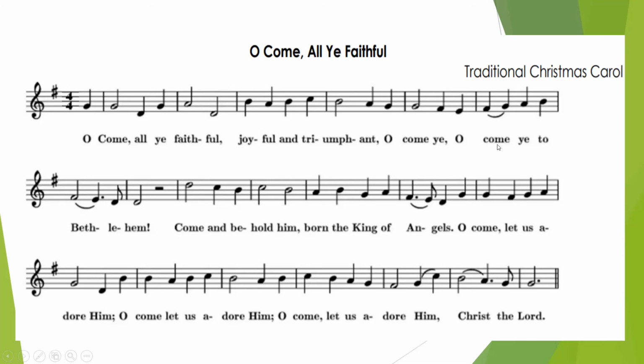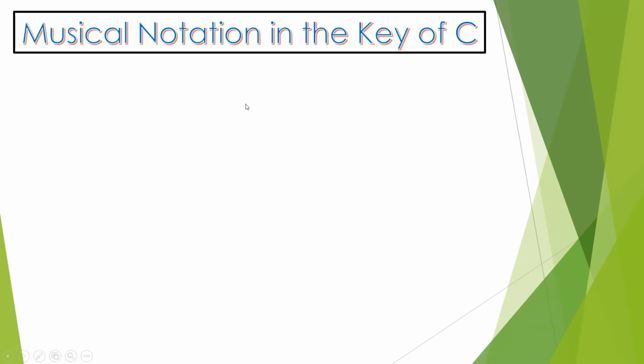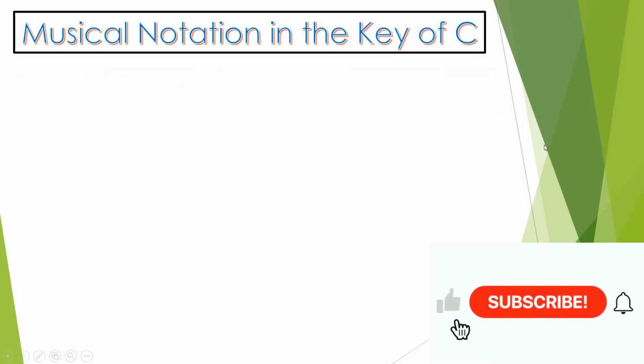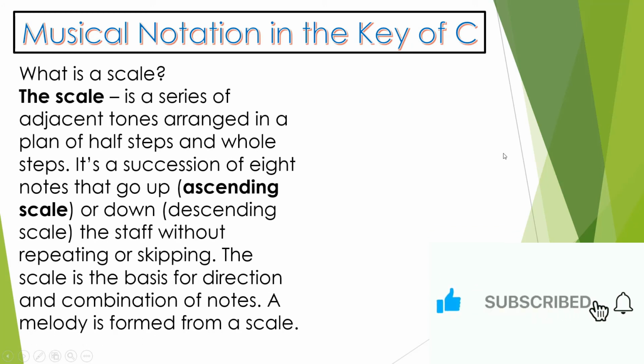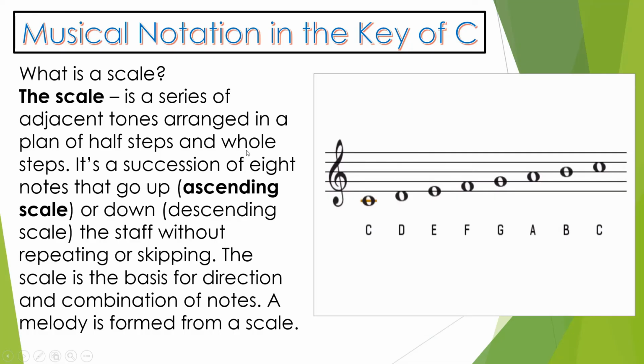Okay, that is the traditional Christmas carol, O Come All Ye Faithful. Here is now the musical notation in the key of C. What is a scale? The scale is a series of adjacent tones arranged in a plan of half steps and whole steps. It is a succession of 8 notes that go up, which is what we call the ascending scale, or down, which is what we call the descending scale, on the staff without repeating or skipping. The scale is the basis for direction and combination of notes. A melody is formed from a scale.